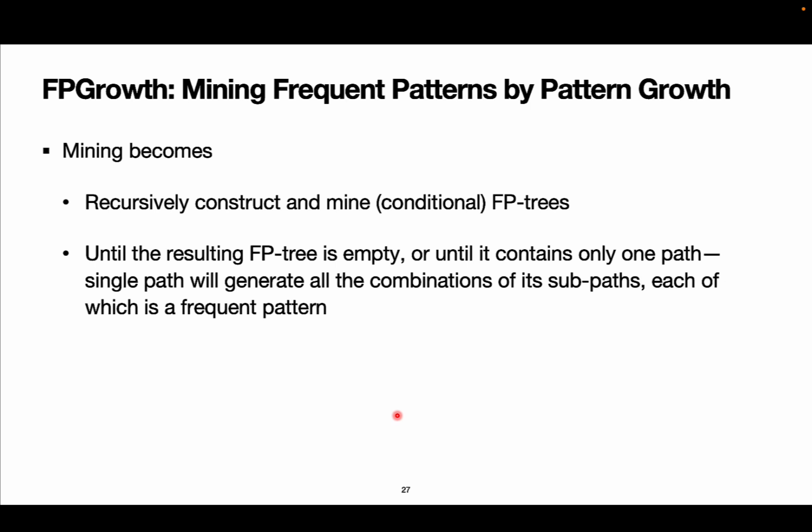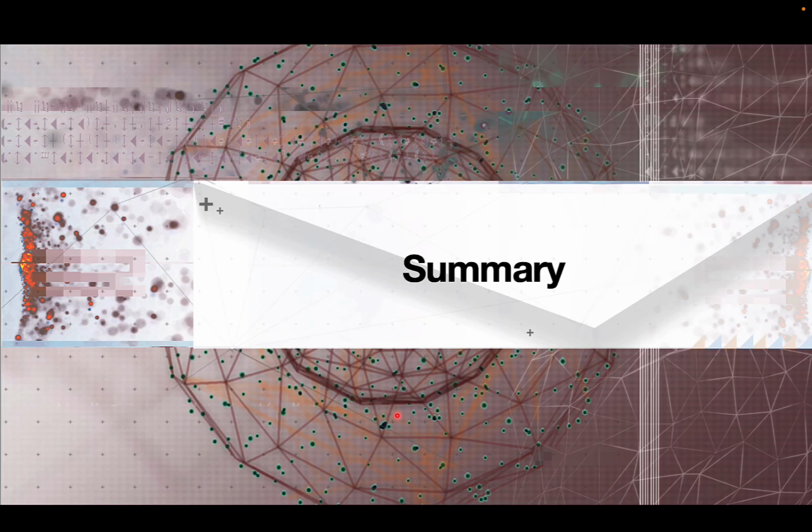Other times we have to keep on partitioning the database further and further until we no longer are able to partition it, then we can enumerate the frequent item sets. In summary, we discussed the FP growth method, which is a depth-first search approach for finding frequent patterns.